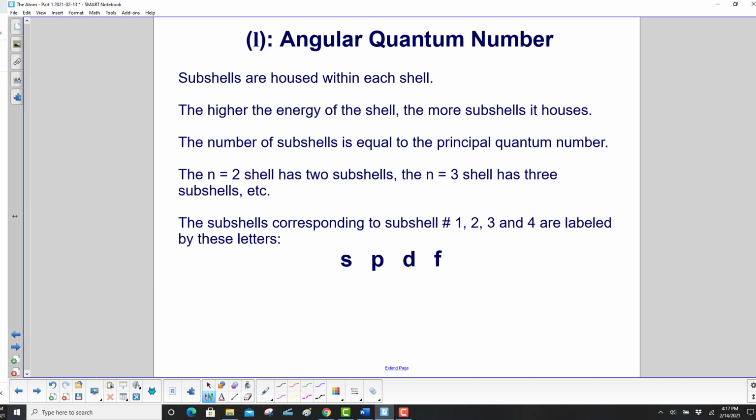l is the angular quantum number. There are subshells housed within each shell. The higher the energy of the shell, the more subshells it houses. The number of subshells is equal to the principal quantum number. There's n. So the n equals 2 shell has 2 subshells, the n equals 3 shell has 3 subshells, etc. The subshells corresponding to 1, 2, 3, and 4 are labeled by these letters, s, p, d, f.